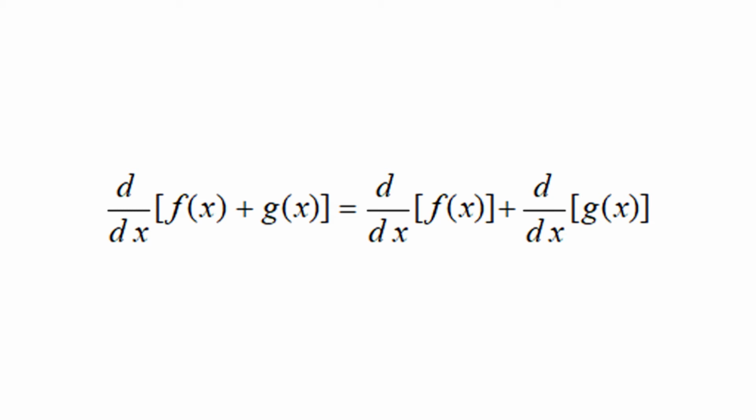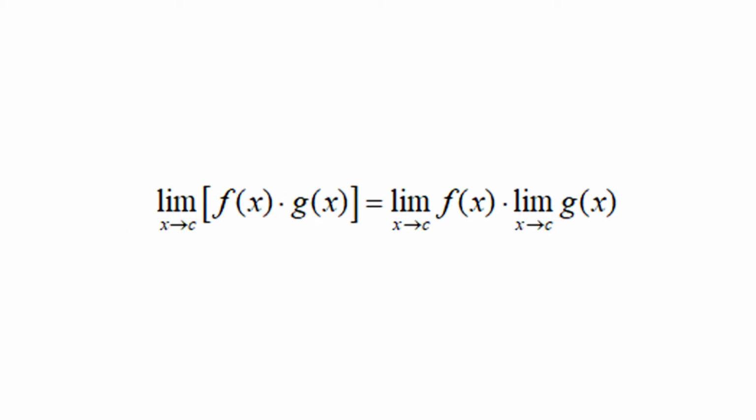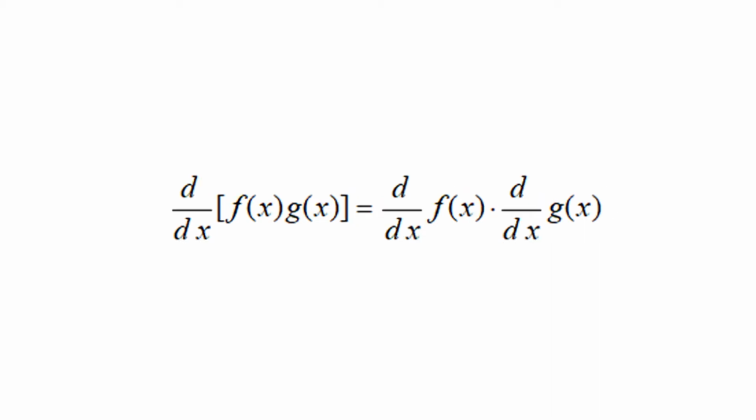But from the product rule of limits of functions, the limit of f(x) times g(x) as x approaches c is the limit of f(x) as x approaches c times the limit of g(x) as x approaches c. Never expect a result of the form d/dx of f(x) times g(x) equal to d/dx of f(x) times d/dx of g(x).